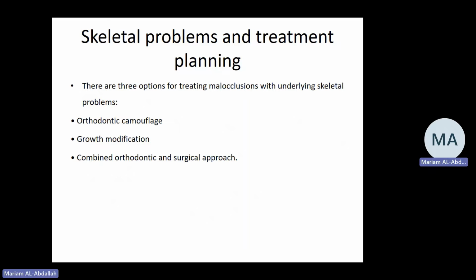Now, regarding the skeletal problems on my problem list, we said that we could accept and camouflage, or we could treat. What are the options that we have? Either orthodontic camouflage, or growth modification, or orthognathic surgery.